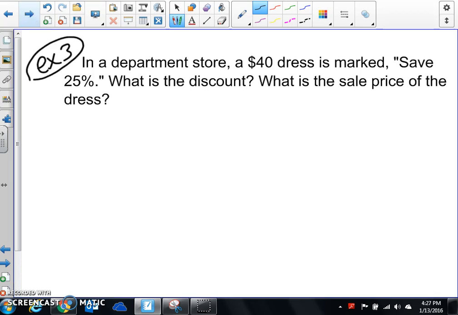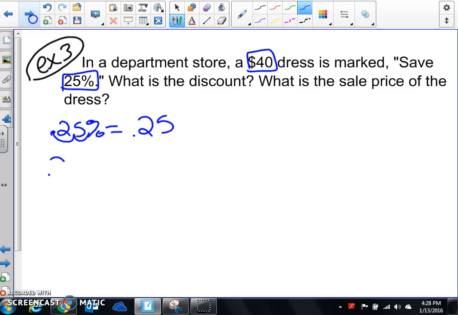All right, in a department store, a $40 dress is marked save 25%. What is the discount and what is the sale price of the dress? All right, so let's start off with $40 and 25%. Okay, so we turn that 25% into a decimal by going over twice, so that's 0.25. Now we take the 0.25 and multiply it by $40. So 40 times 0.25 is 10. That is the discount amount. So $10 is the discount amount.